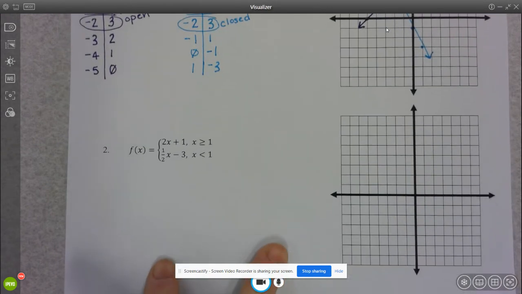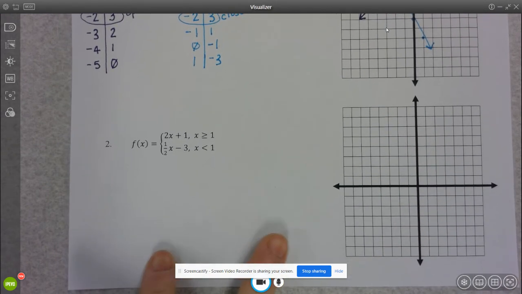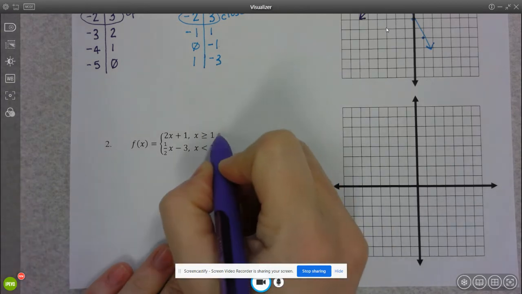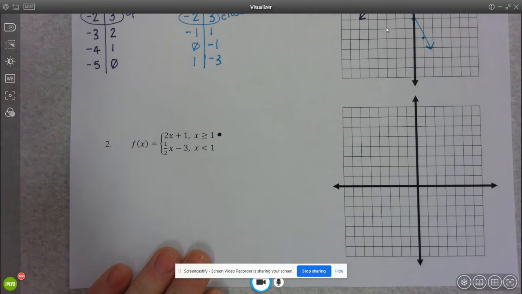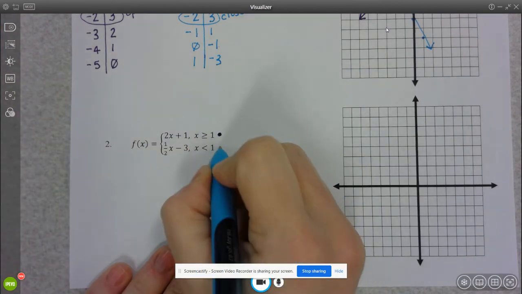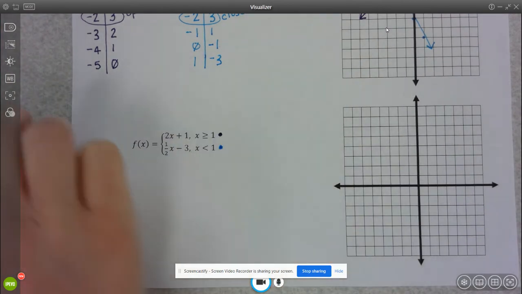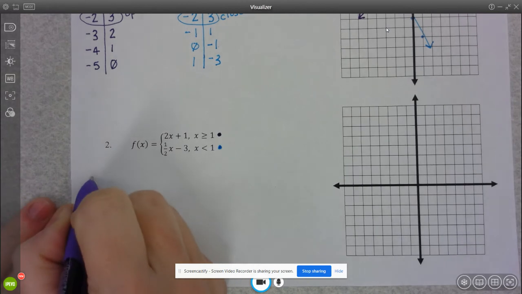We'll do one more where we make a table. So I'm going to do this here. So let's start with 2x plus 1.